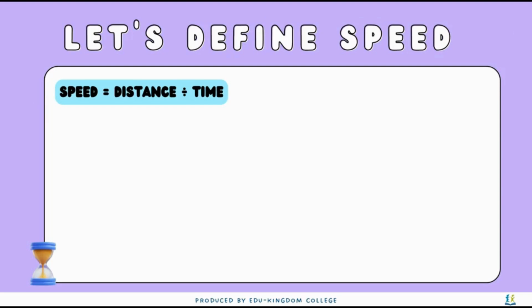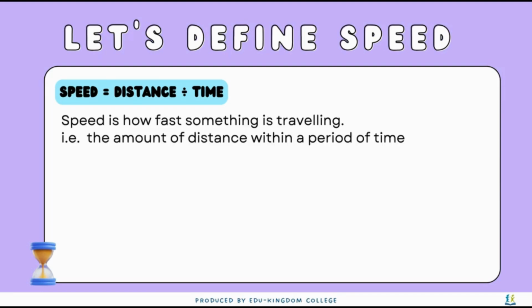We are very familiar with distance and time since we use them every day, but let's further define what speed is. Speed is how fast something is traveling. In other words, the amount of distance within a period of time. The units for measurement of speed is always the distance unit divided by the time unit.